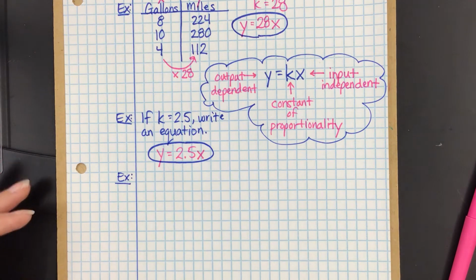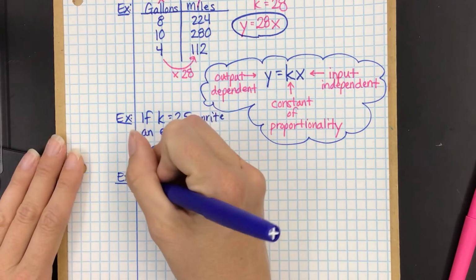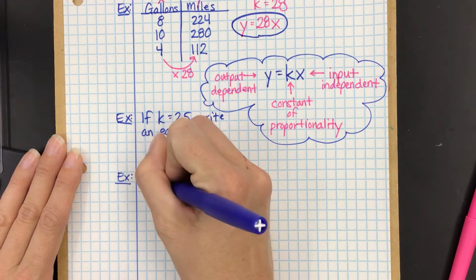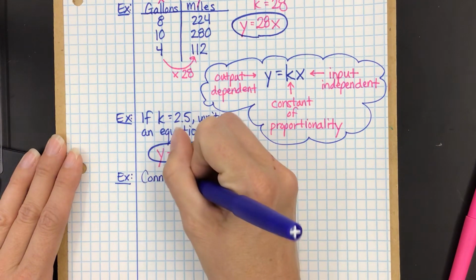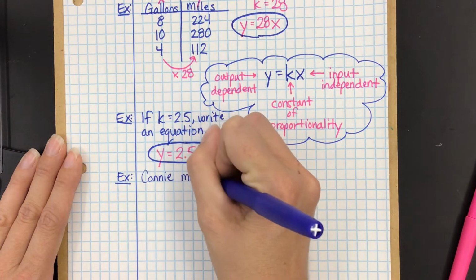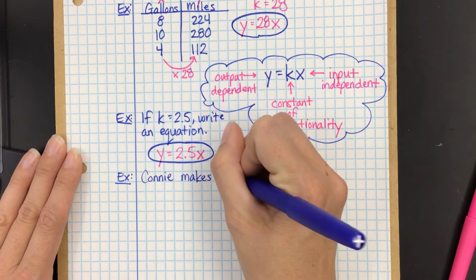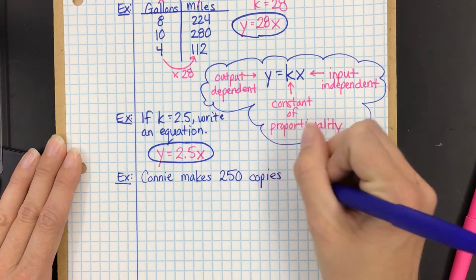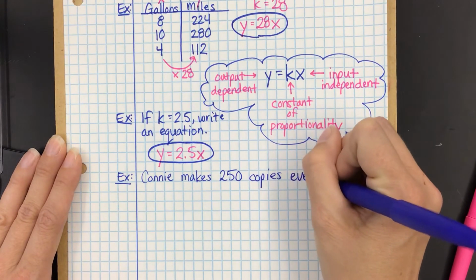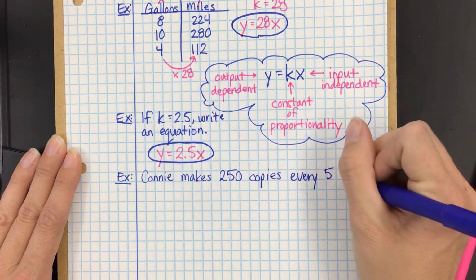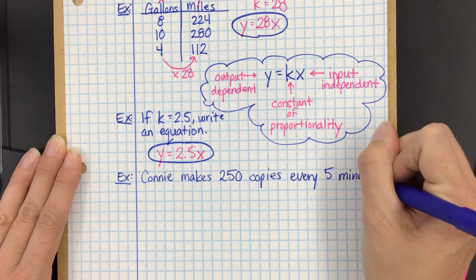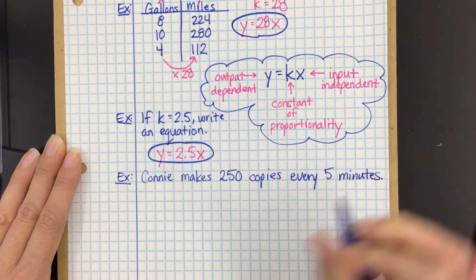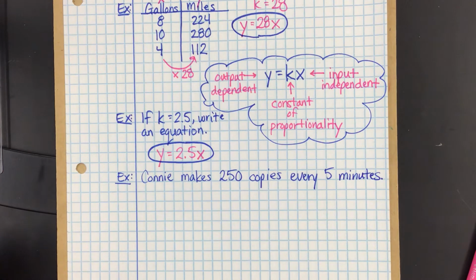Okay, so let's take a look at a situation now. Let's say that Connie makes 250 copies every 5 minutes. Okay, so we're given a situation here.